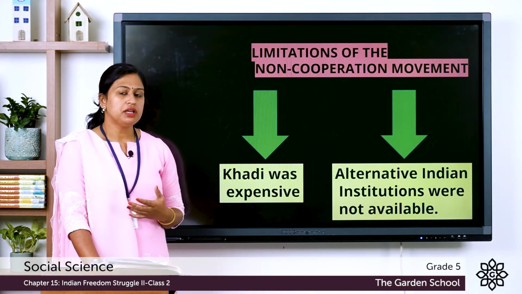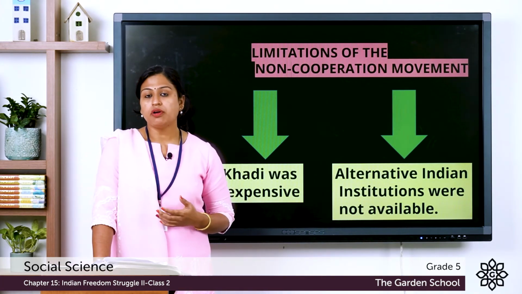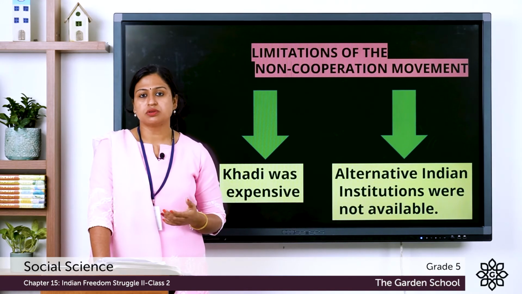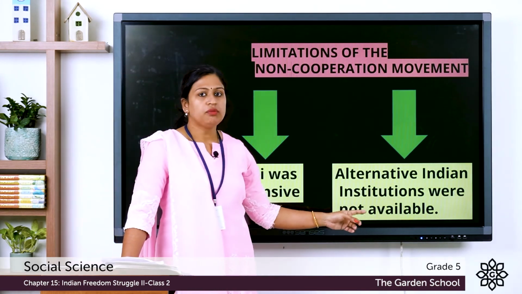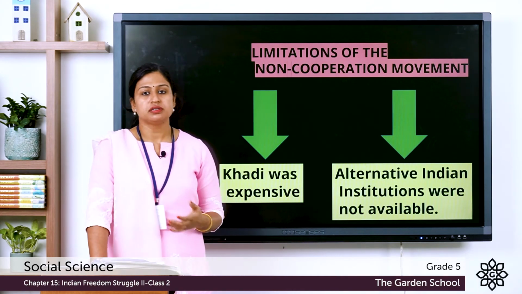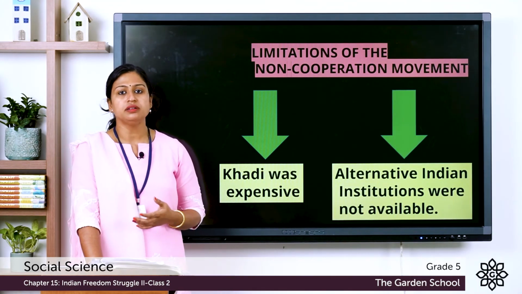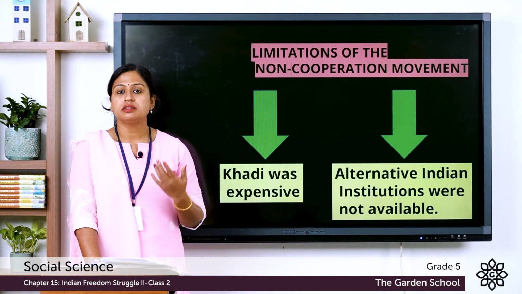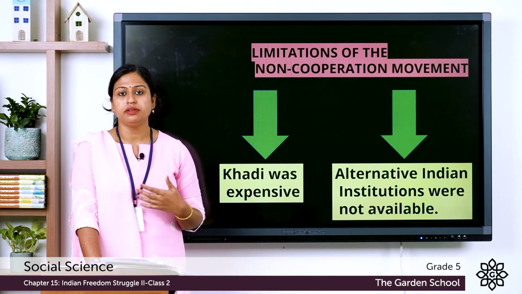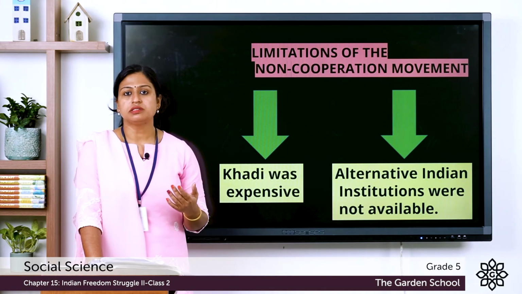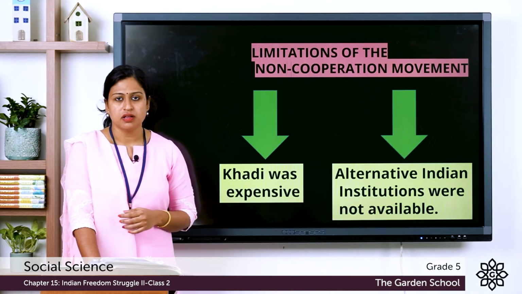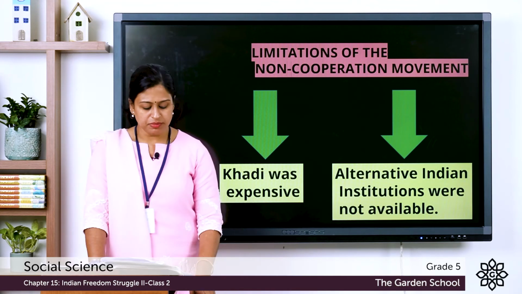The next limitation is the boycott of British institutions, schools and colleges, because at that time there were no Indian institutions, no Indian schools, no Indian colleges. So they started to join the British schools and colleges, and the people also started to join offices. So this was the second limitation.